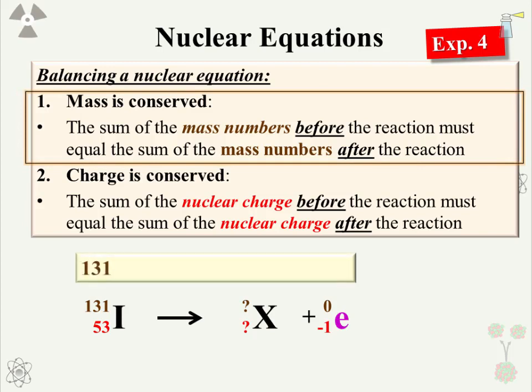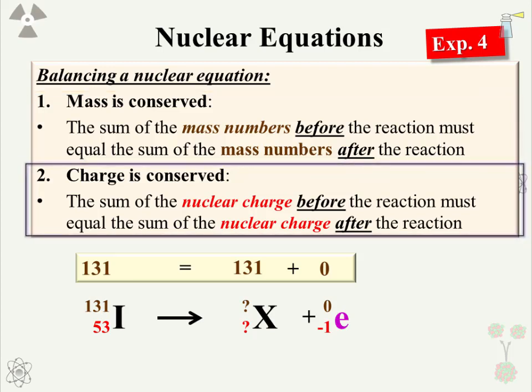The iodine has a mass number of 131. The beta particle is an electron and essentially has no mass. That means the unknown must also have a mass of 131. It is with the charge that we will be able to identify the unknown.